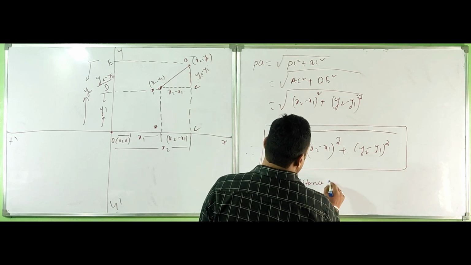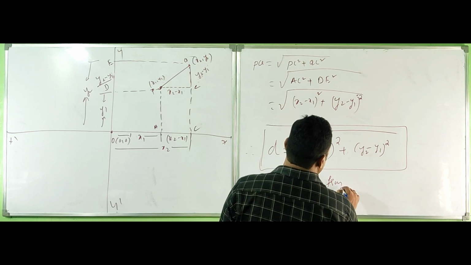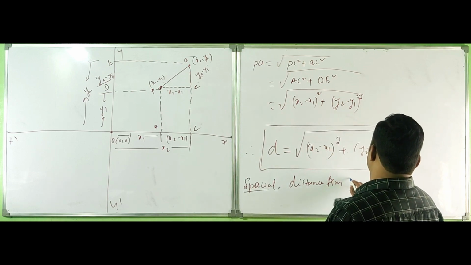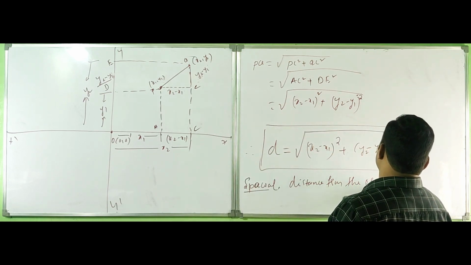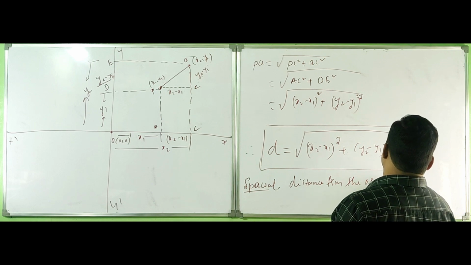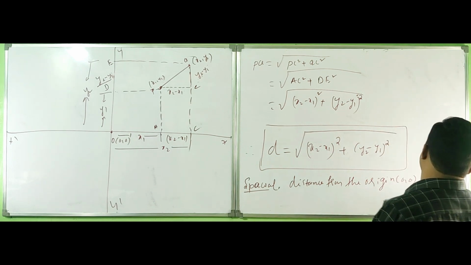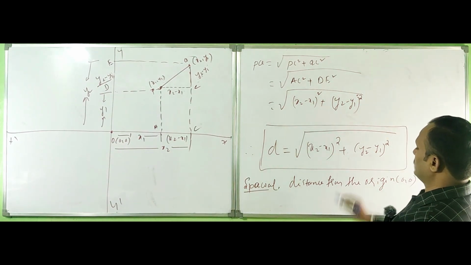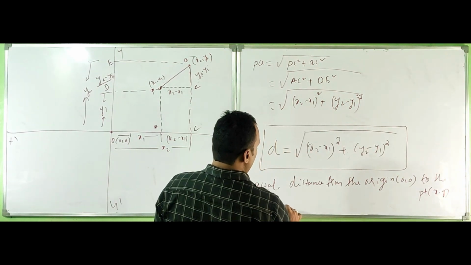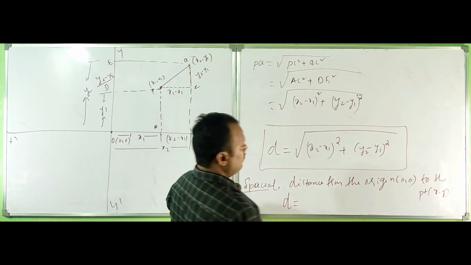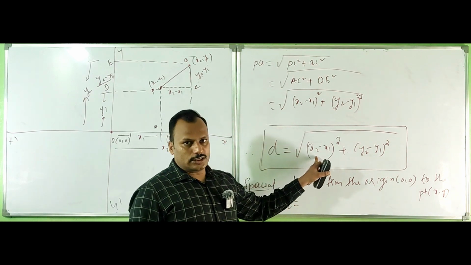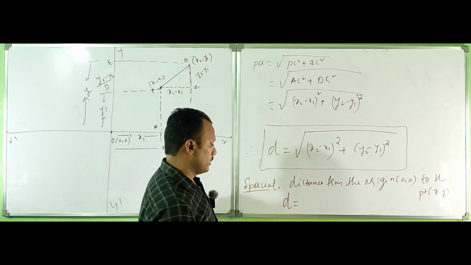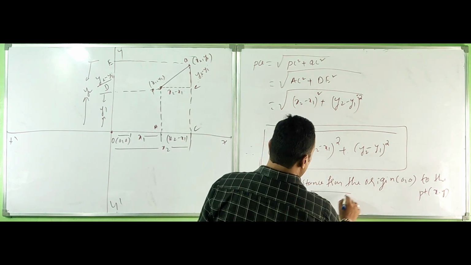Distance from the origin, that is from 0, 0 to the point x, y. What is the formula here? x2 is x and x1 is 0.